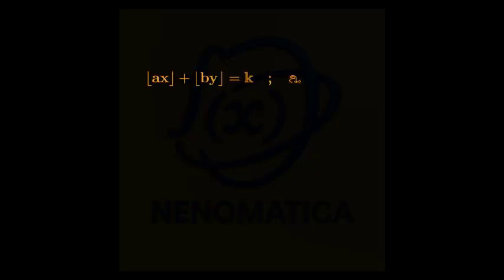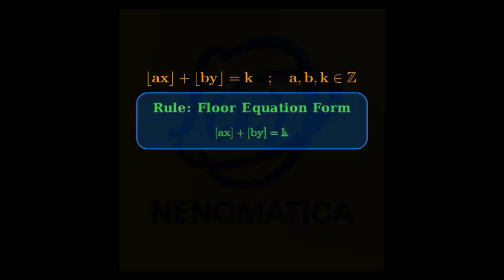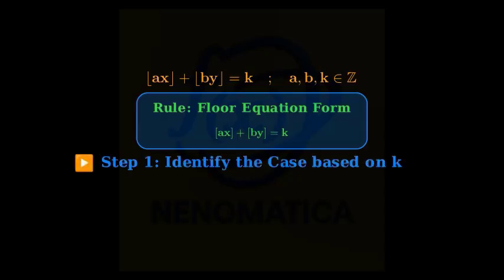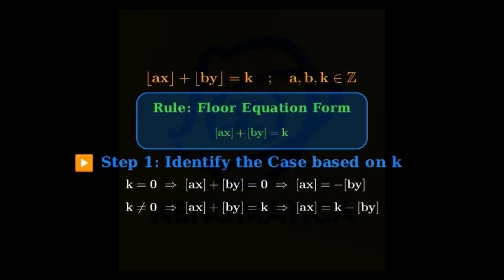We will place the problem statement exactly in bold orange math. Step 1. Identify the case based on k. We start by recalling the floor equation form. This single equation has two unknowns, x and y, so typically there are infinitely many solutions. We split our analysis into two paths, when k equals 0 and when k is not 0.